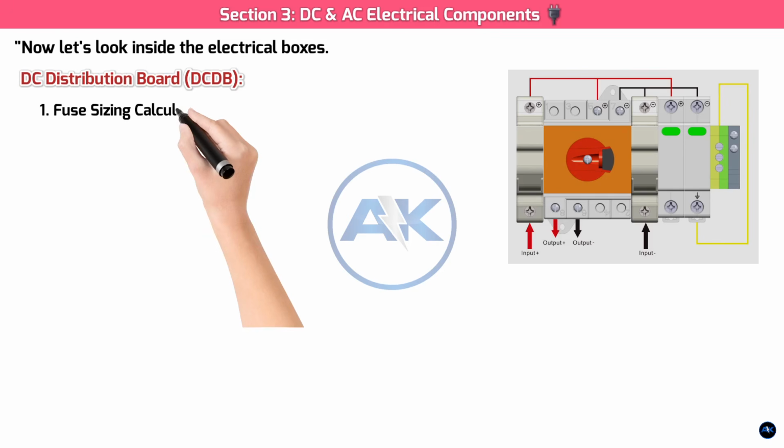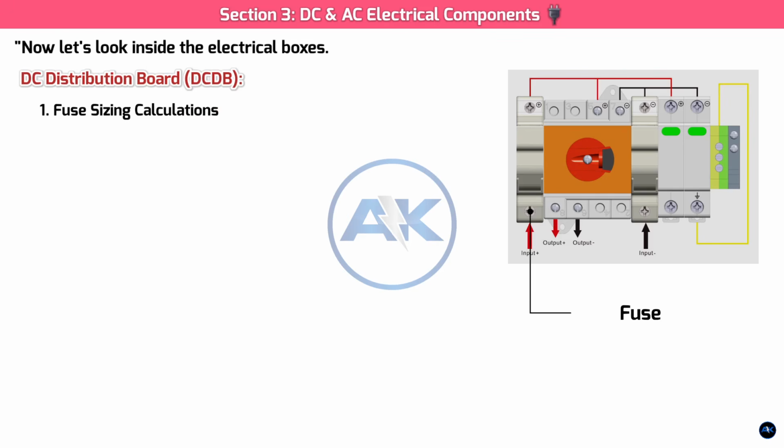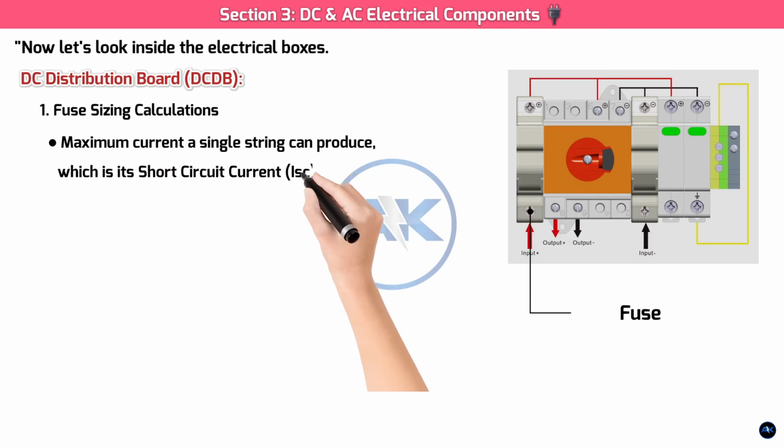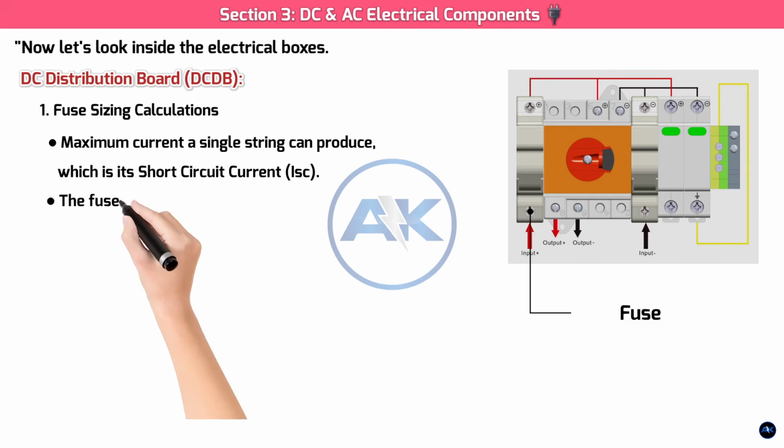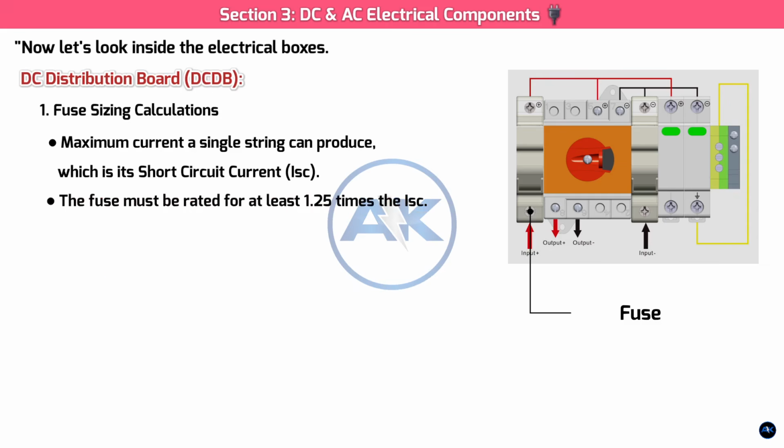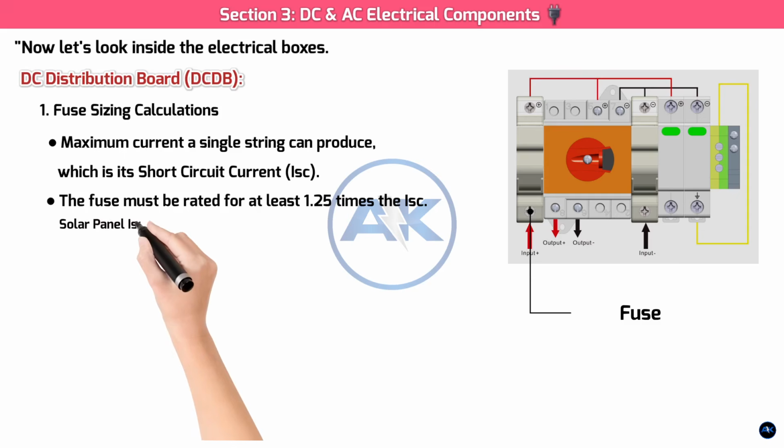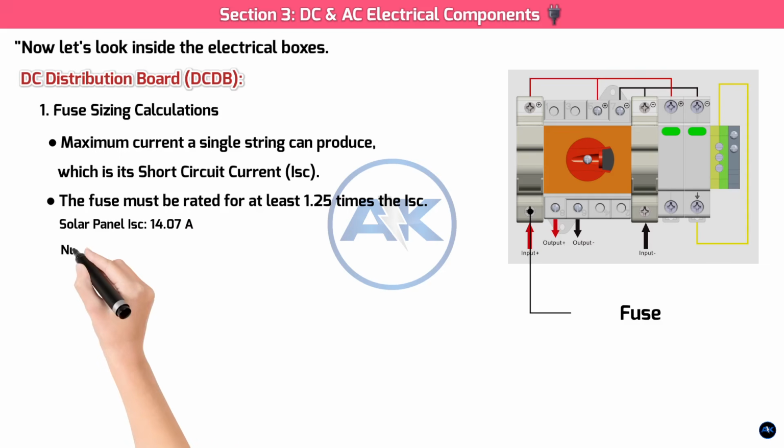1. Fuse. Sizing calculation. The fuse size is calculated based on the maximum current a single string can produce, which is its short circuit current, ISC. According to standard electrical codes like the National Electrical Code or IEC, the fuse must be rated for at least 1.25 times the ISC. It's also good practice to use a safety factor of 1.56, which accounts for both the continuous operation and a potential surge from high irradiance. Panel ISC 14.07A, number of strings.